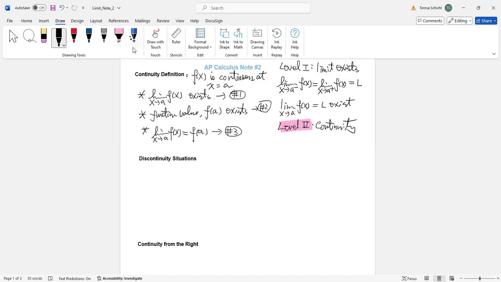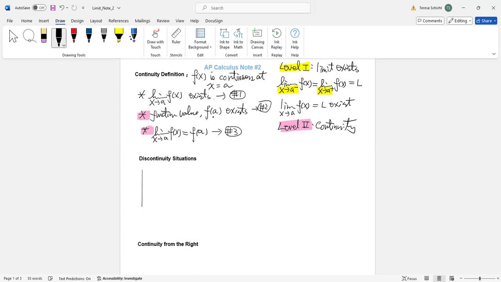As you can see, the reason this is level 2 is that I add these conditions. When we talk about the limit existing, I do not have them. For level 1, I just say the limit exists as long as the right limit equals the left limit, and that is all I care about. But here we add 2 more conditions. That's why we jump up 1 level and become level 2. All right, let's take a look at what I mean with several discontinuity situations.